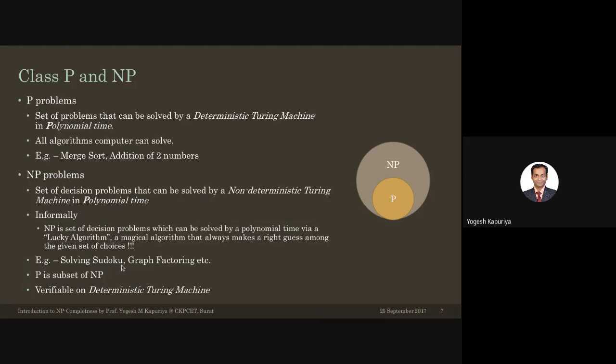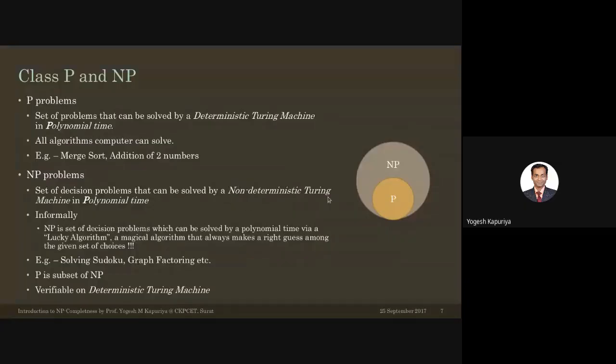For example, solving Sudoku, graph factoring, these are the problem statements which fall under this category, NP problems. Remember, P is a subset of NP, so you will find a P problem under NP. That means you may have some problems which are NP, but they are also P, right? And that's why we can say that NP problems are those which are solved on a non-deterministic machine, but they are verifiable on a deterministic Turing machine.